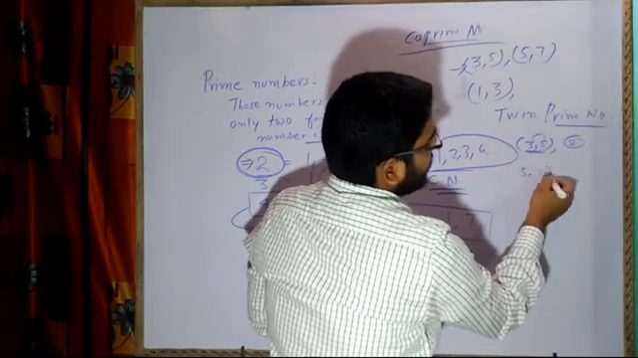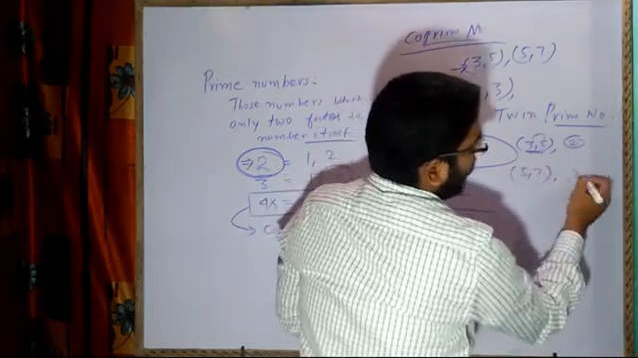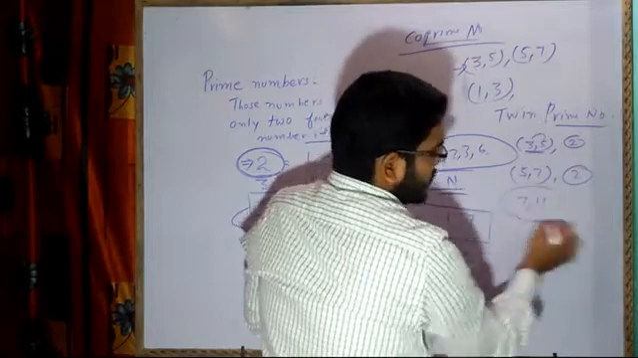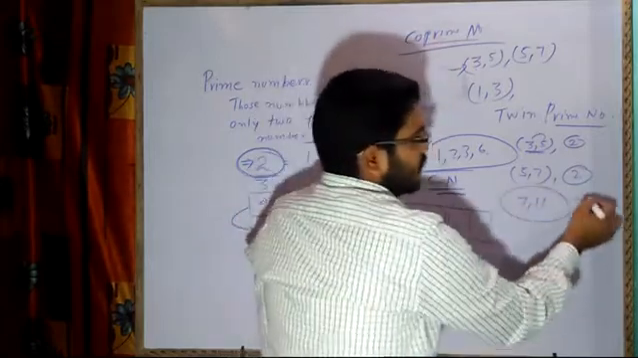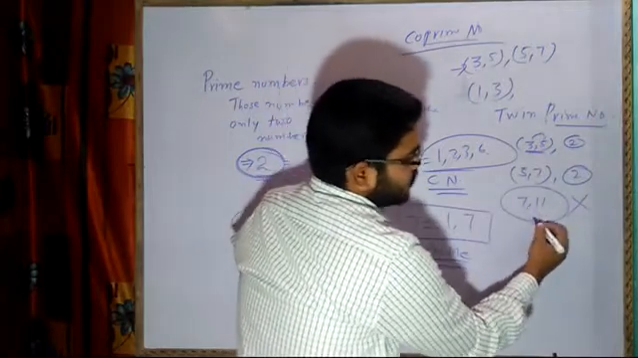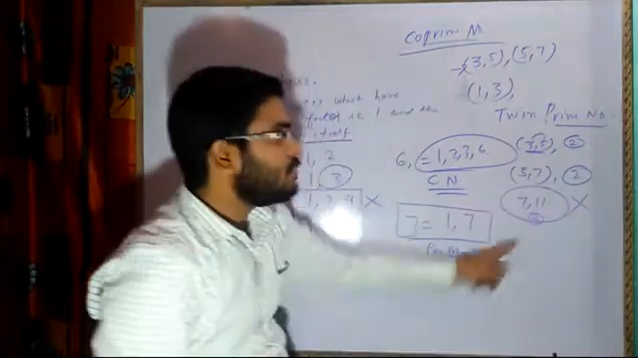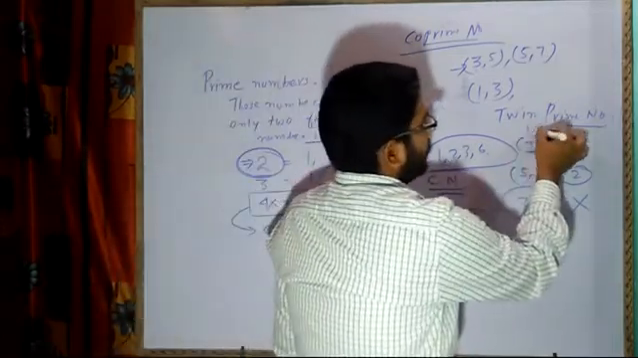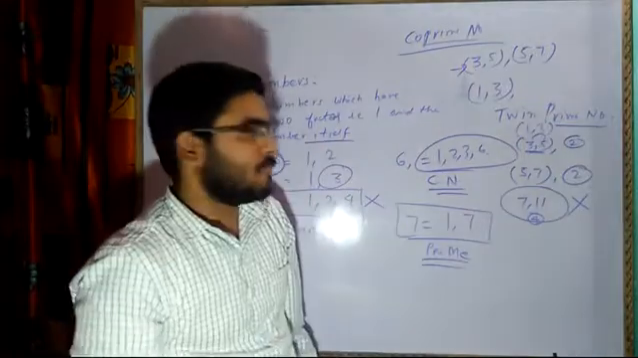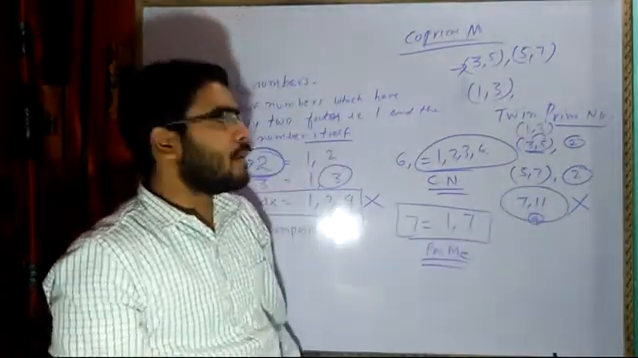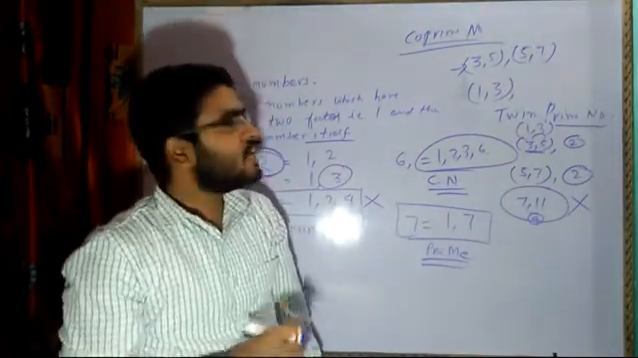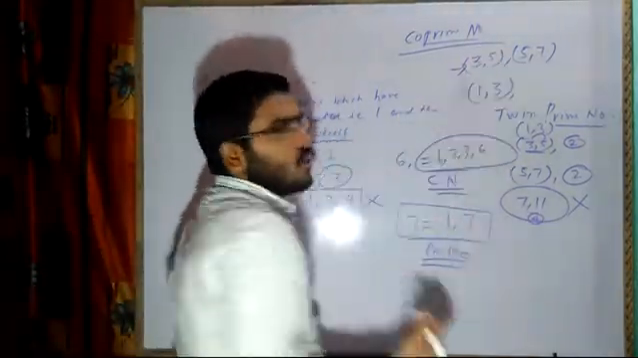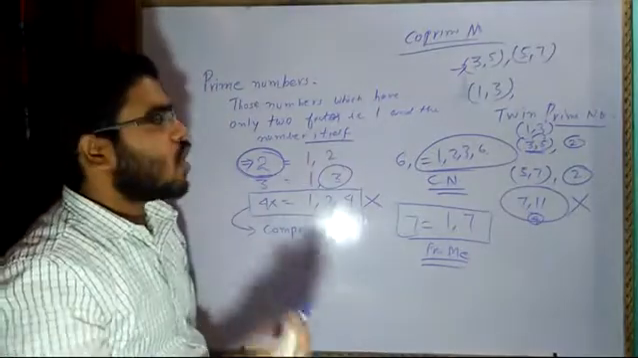If I write 5 and 7, then it is also a twin prime pair. The difference is 2. Then we write 7 and 11. Is it a twin prime pair? The answer is no, sir. 11 minus 7 is 4. So it is not a twin prime pair. So 3 and 5, 5 and 7, 11 and 13, all these are called twin prime numbers. The difference between these two prime numbers should always be 2. And co-prime numbers means numbers which have only 1 as a common factor.